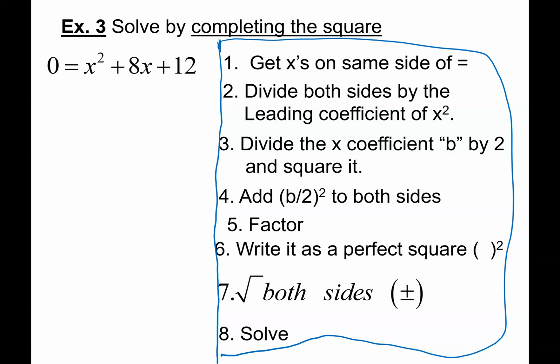So again, get all the x's on the same side. I already got it. The x squared and the 8x are both over here. But what I didn't put in the steps is anything that doesn't have an x, it's got to go.